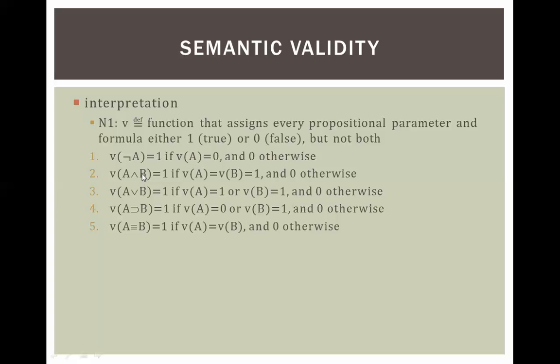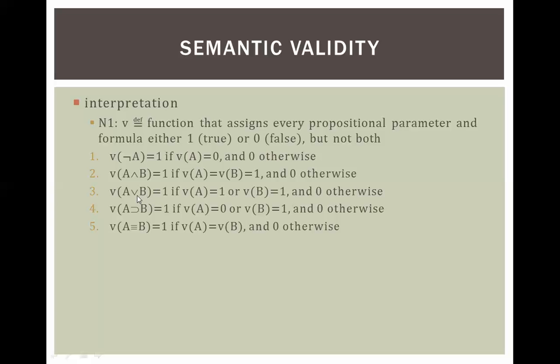A and B, remember A and B is this guy right here. A and B equals 1, it's true, if A equals B equals 1. In other words, A is true and B is true. If both of them equal 1, if they're both true, then A and B is true. Otherwise, A and B is false. A and B is 0, right? So if A equals 0 or B equals 0, or both equal 0, A and B is false. It equals 0.